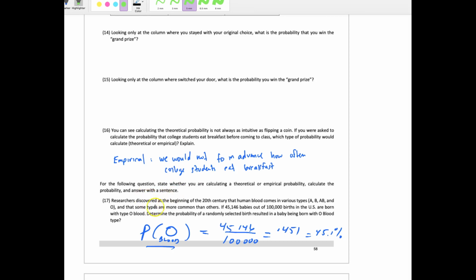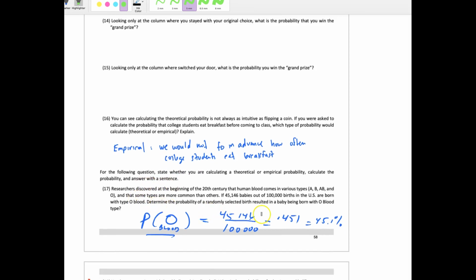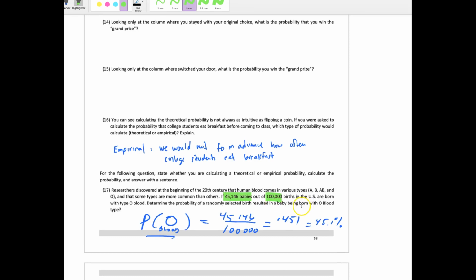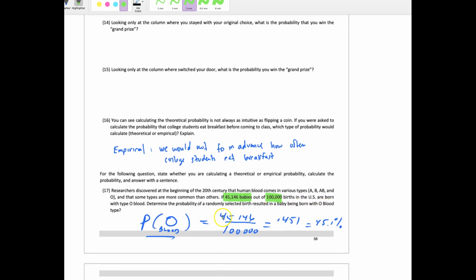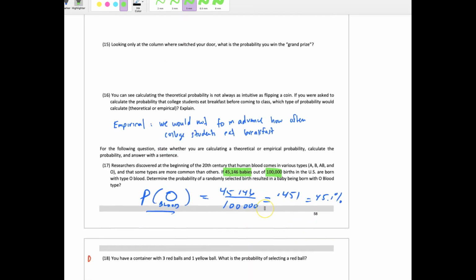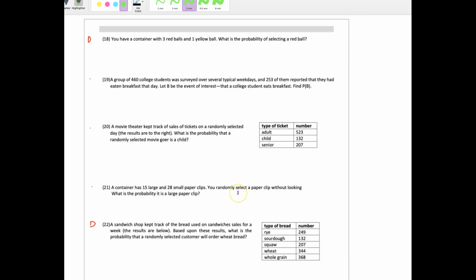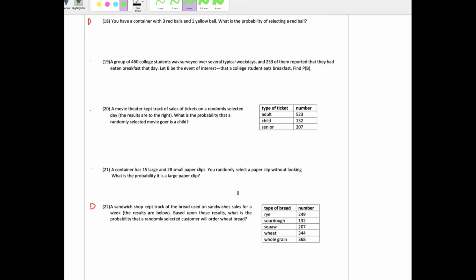And again, we're looking at this last problem here, thinking about what the answer would be. You can see here are the number of babies out of how many births are born. And so determine the probability of a randomly selected birth resulting in a baby being born with O blood. You can see it will be this number divided by the total, a 45% chance. Again, this is just through observation. So that's part 2 of your probability, theoretical and empirical probabilities. You have this for your next discussion section, these problems here to complete.